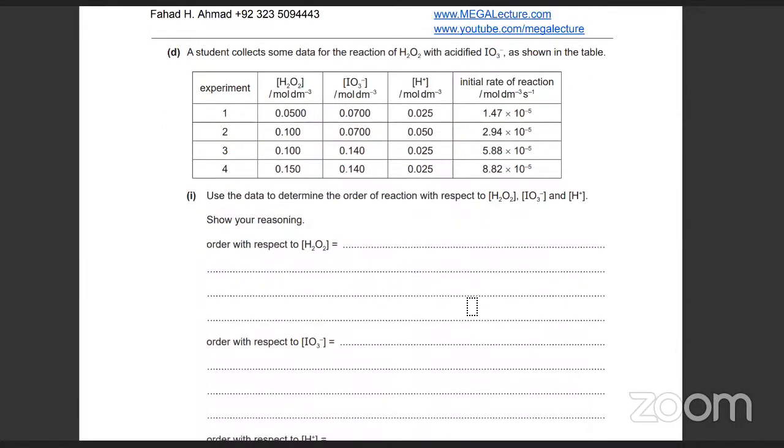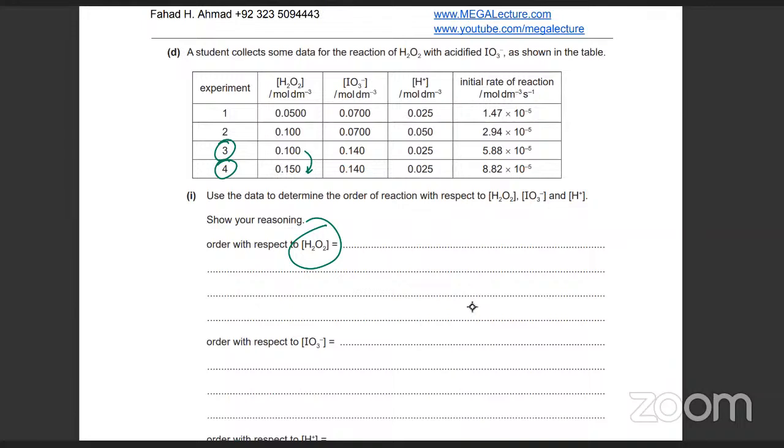अच्छा ये बोला, you're given a table with different concentrations, so you have to figure out the order with respect to H2O2 first. So concept, which experiments would you compare for H2O2? Three and four. Okay, you're going to compare, because only H2O2 should change, so 3 and 4.